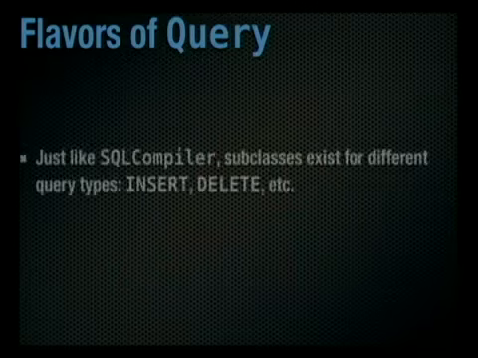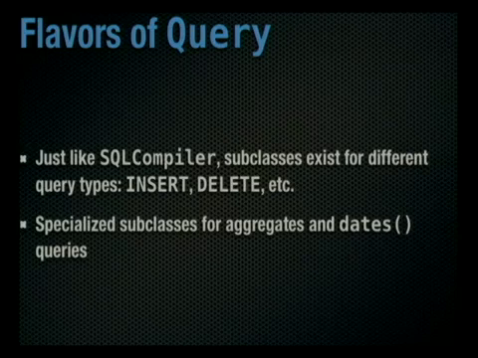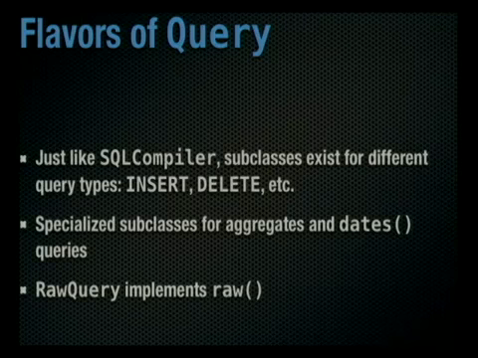Query, again, comes in several flavors. There are subclasses for insert and delete and everything, just like with the compilers. There are specialized subclasses, again, for aggregates and for dates queries. There's also a new class here called raw query. Since this is kind of a new feature, everybody knows about raw, right? This is a method we added exposed on managers and also on query sets, I think in Django 1.3 maybe. Basically, this is a dangerous method, but an extremely powerful method. Raw basically lets you supply your own SQL query.